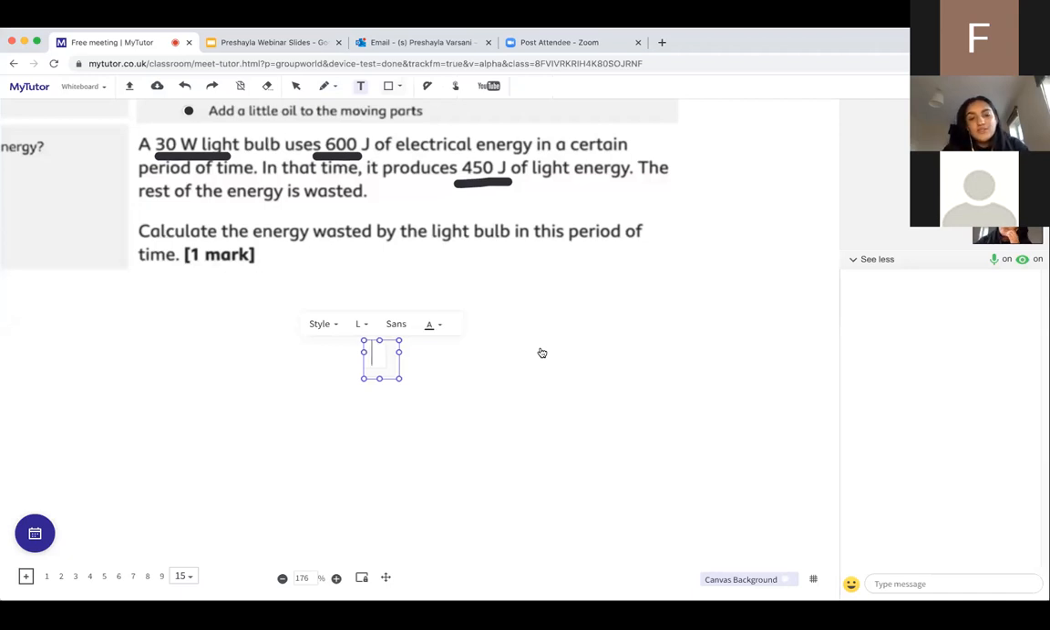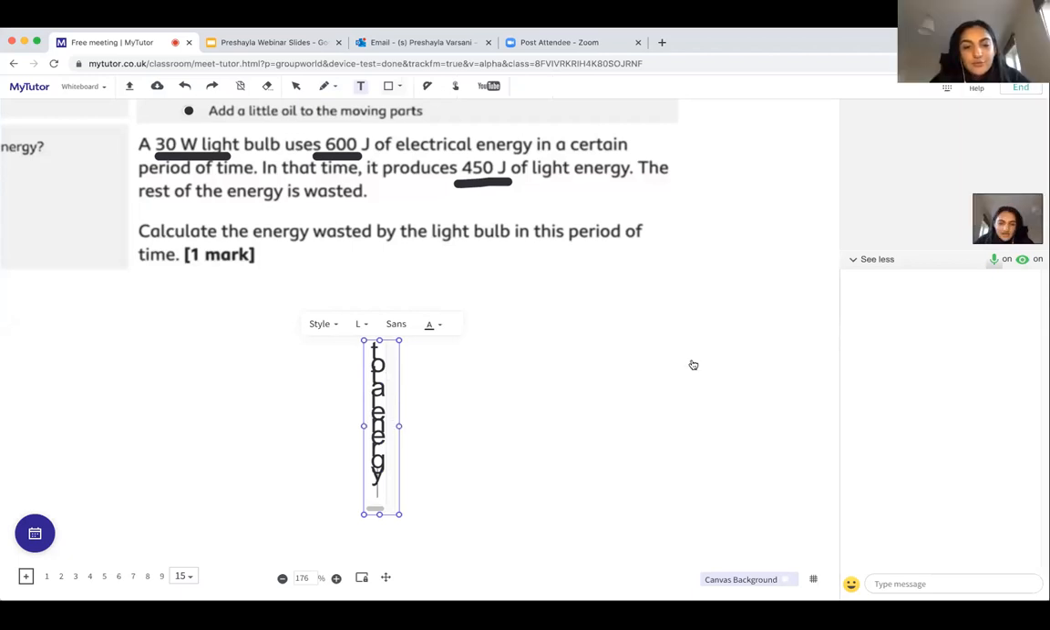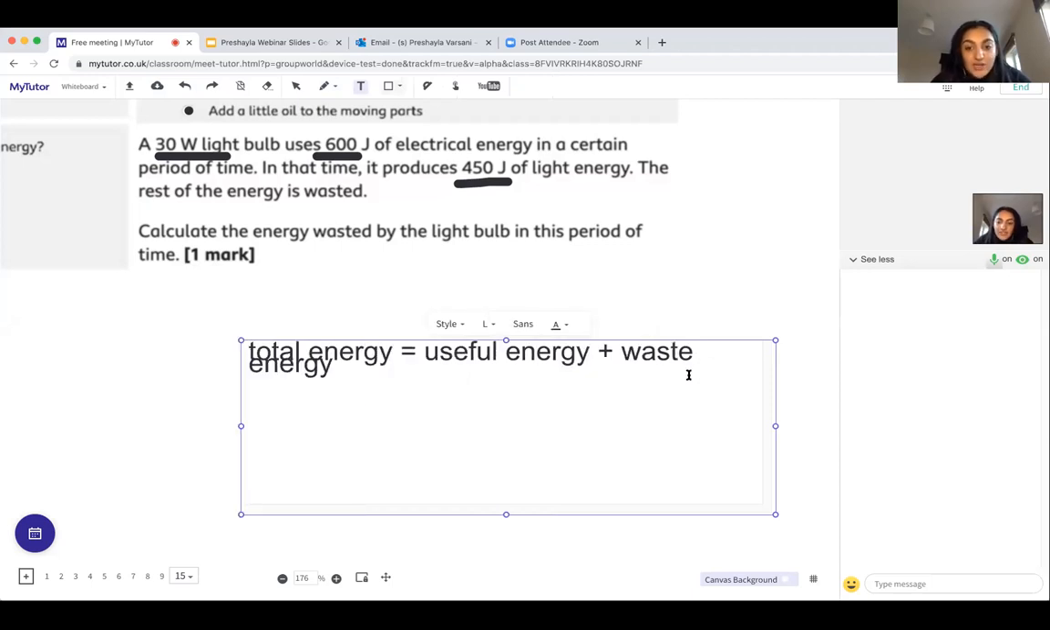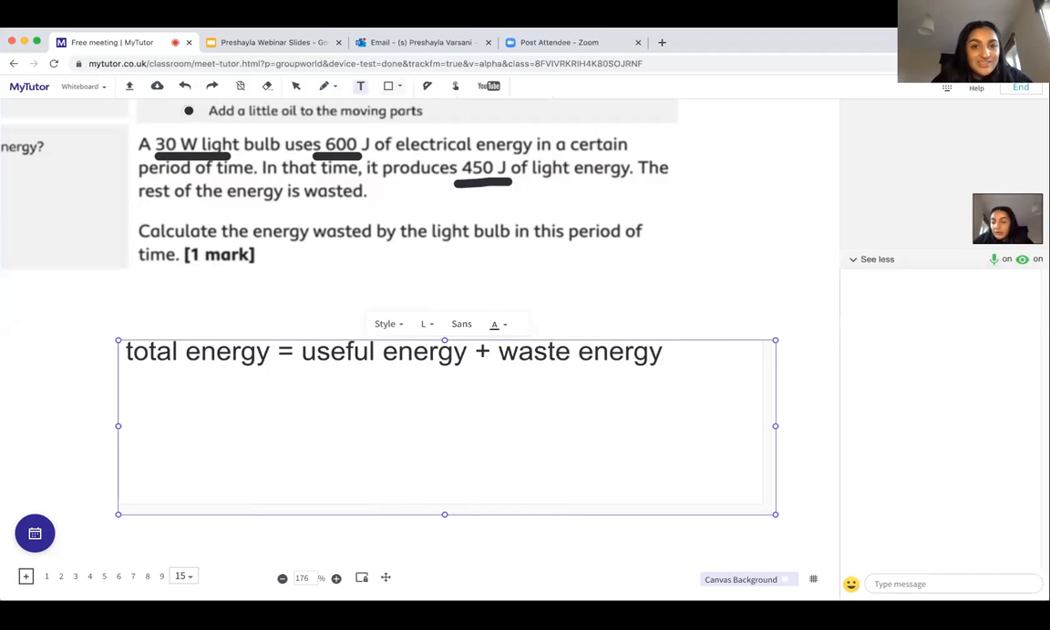So this brings us on to another kind of equation, but it's not really a formal equation. It's just a given. Total energy is useful energy plus waste energy. There are no other secret energies that we haven't talked about. The total energy that you put in will either be useful or it'll be wasted.